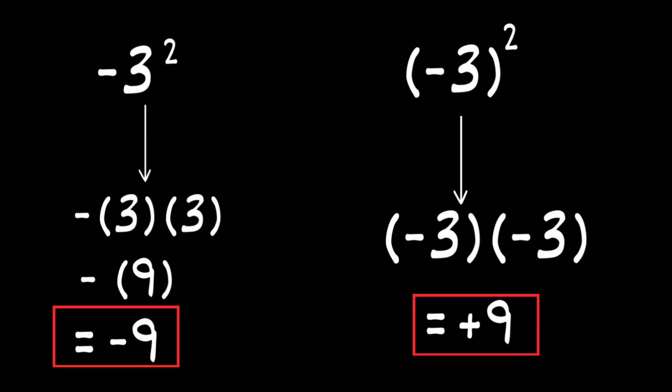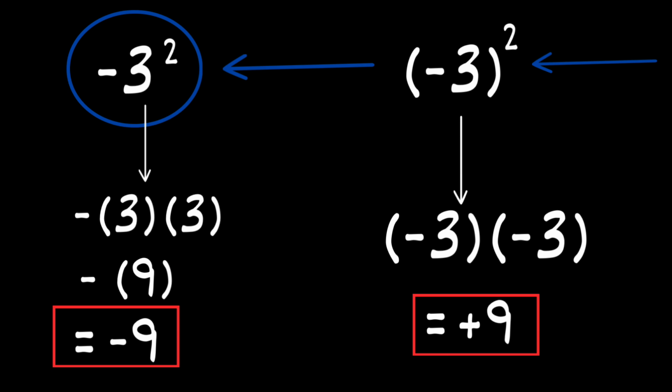You can confirm this in the calculator. If you type in negative 3 squared, just the way you see it like this, you should get negative 9. But if you type it like this in your calculator, it should give you positive 9.